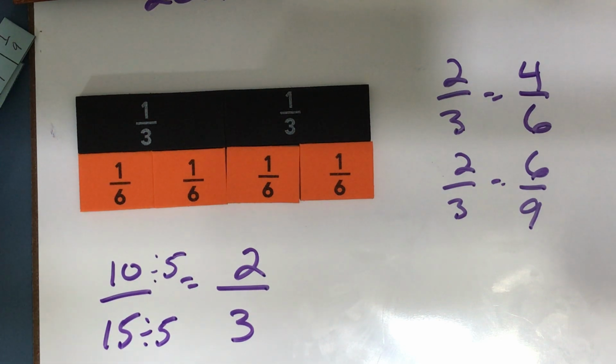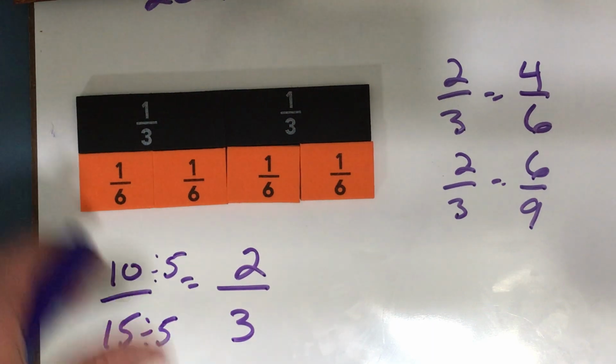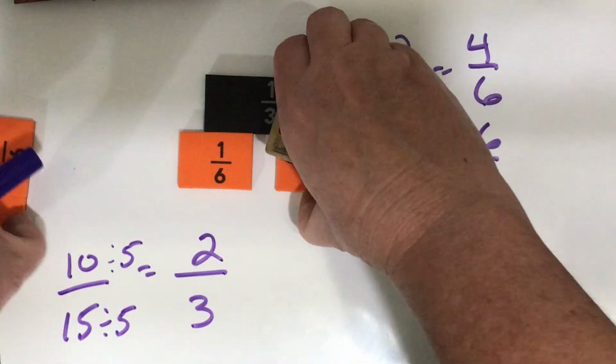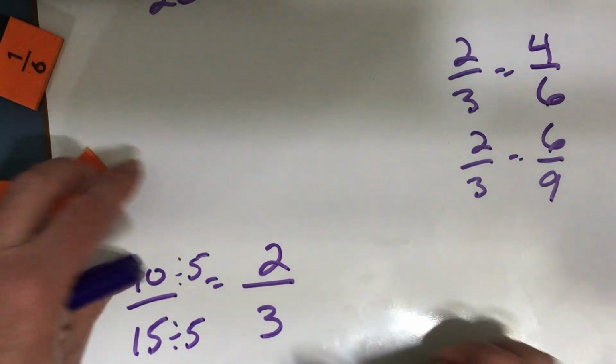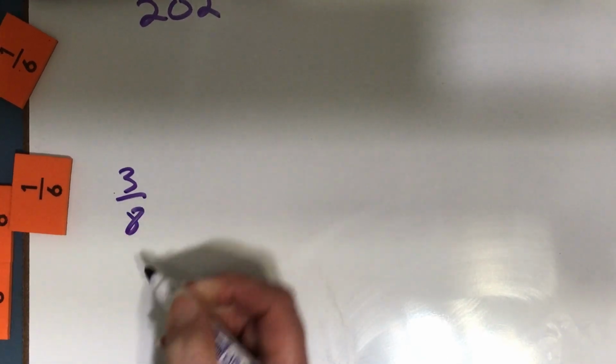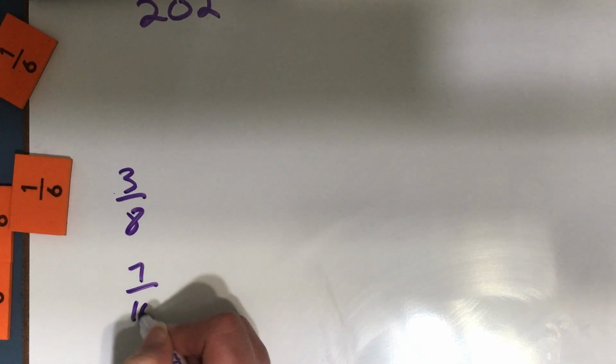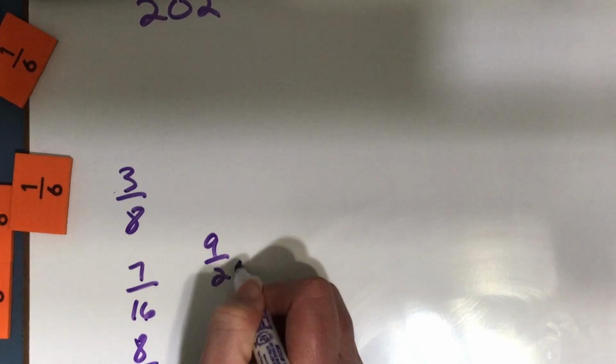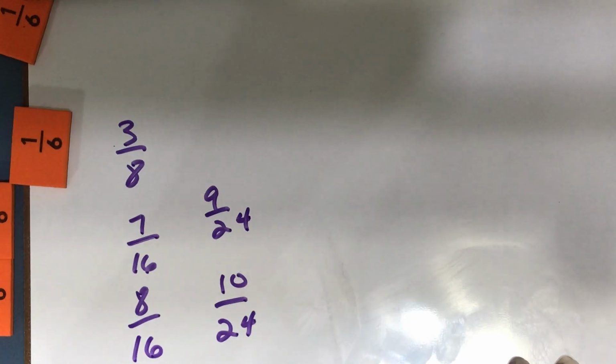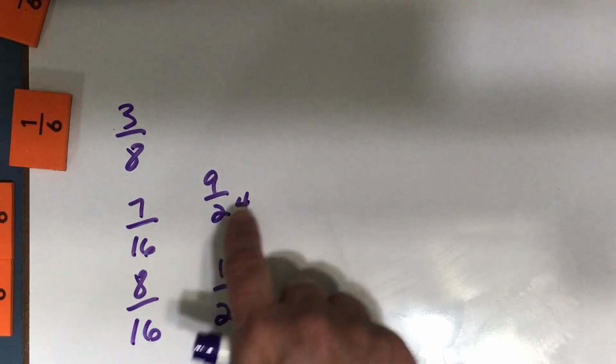All right, number 11 is the same kind of problem. It asks you to find fractions equivalent to 3/8. Now I don't have 16ths or 24ths on my fraction strips. So I'm going to have to do that by multiplying or dividing on number 11. So I have 3/8. And my choices are 7/16, 8/16, 9/24, and 10/24. So I have two different denominators. I have 16 and I have 24.